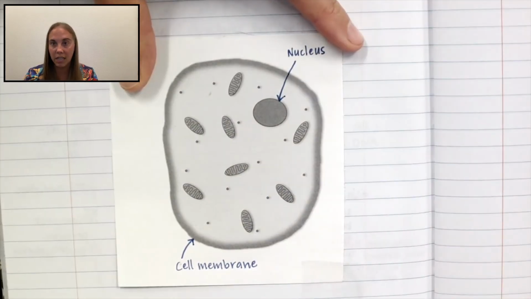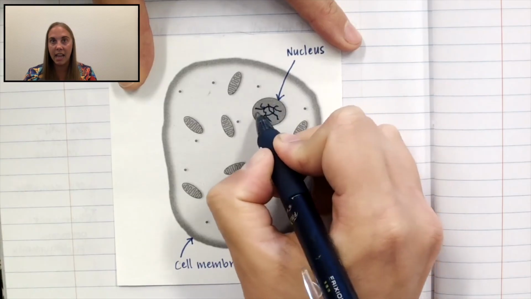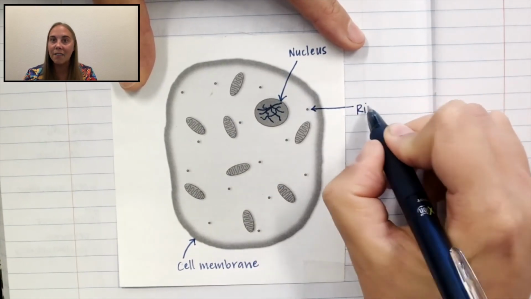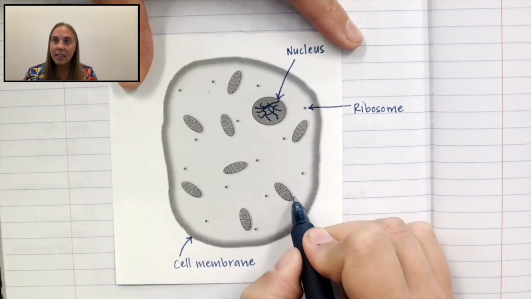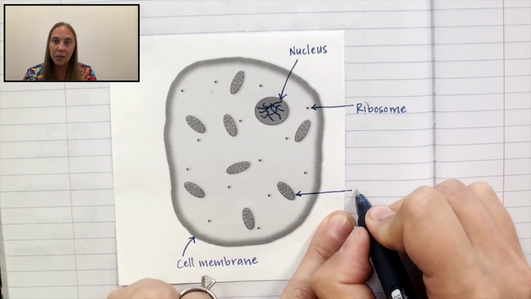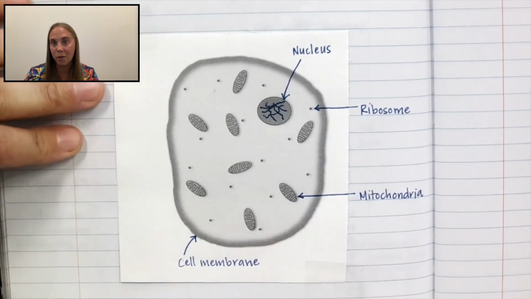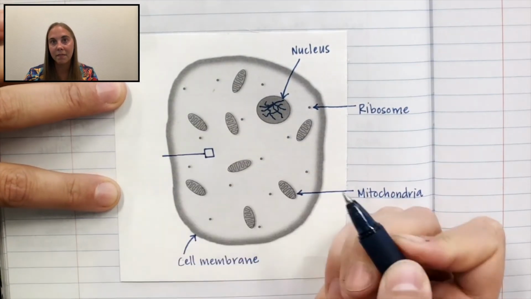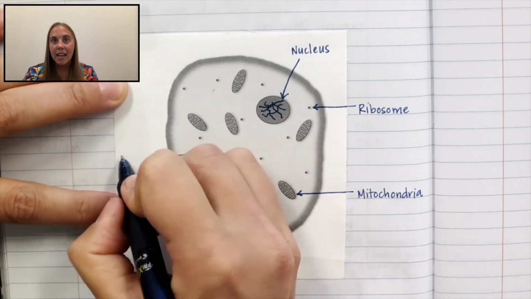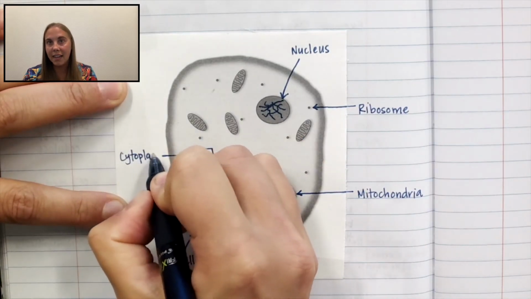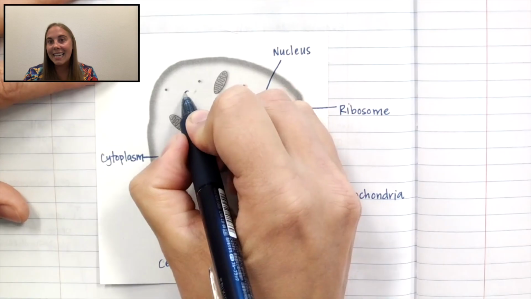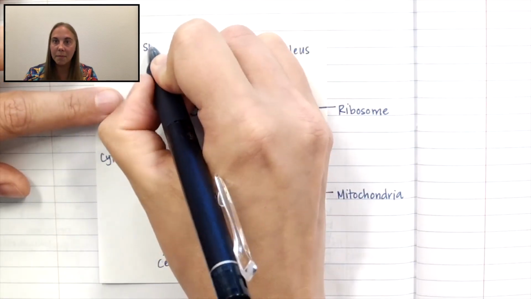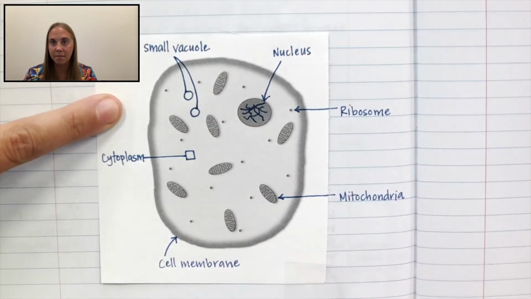Next, we have the nucleus. Go ahead and add in that DNA. And then we have some ribosomes, and we also have mitochondria. Notice that animal cells do not have chloroplasts because they do not perform photosynthesis. Photosynthesis is a plant thing. Okay, animal cells do have cytoplasm, and they can even have some small vacuoles. So go ahead and draw in a couple of small vacuoles on your cell.